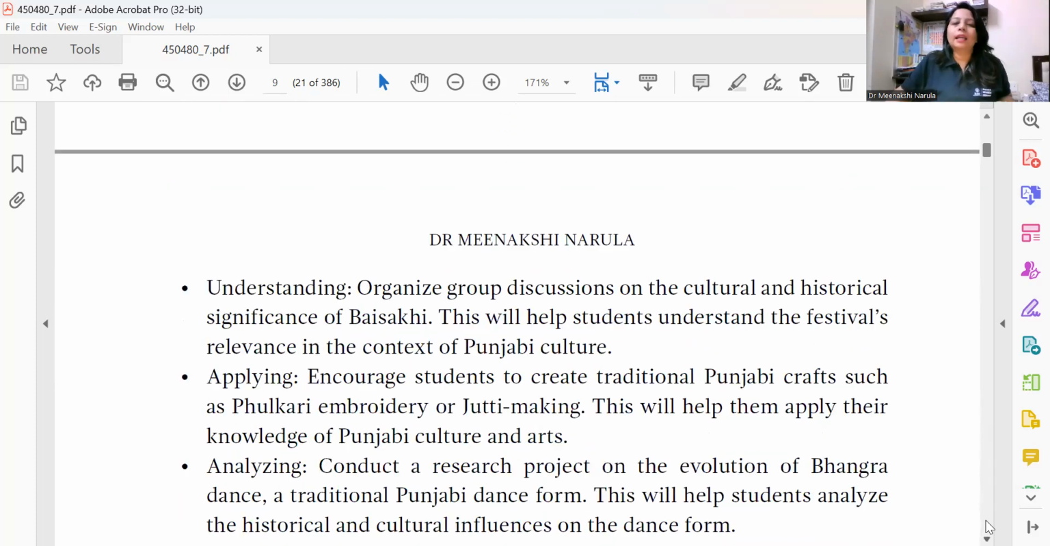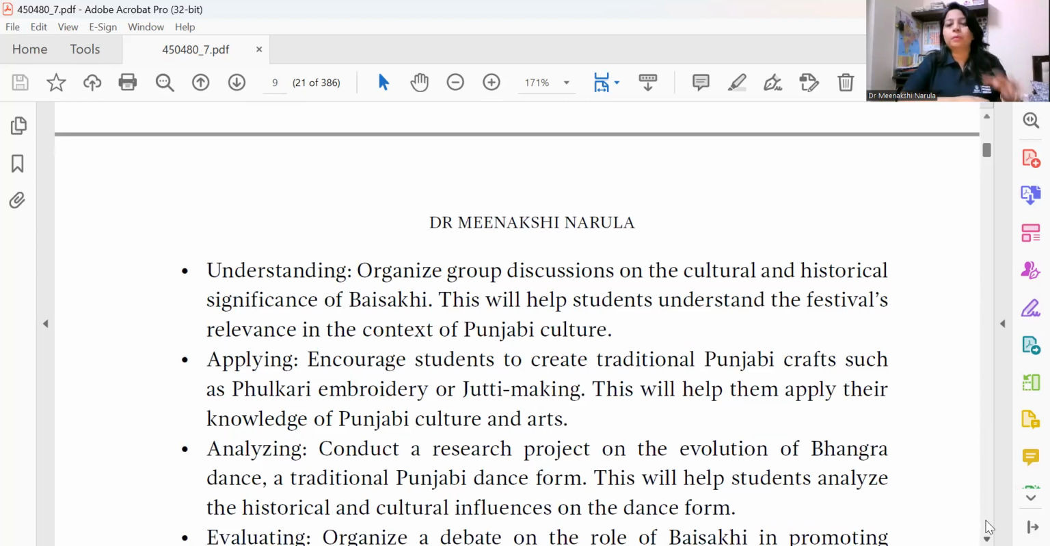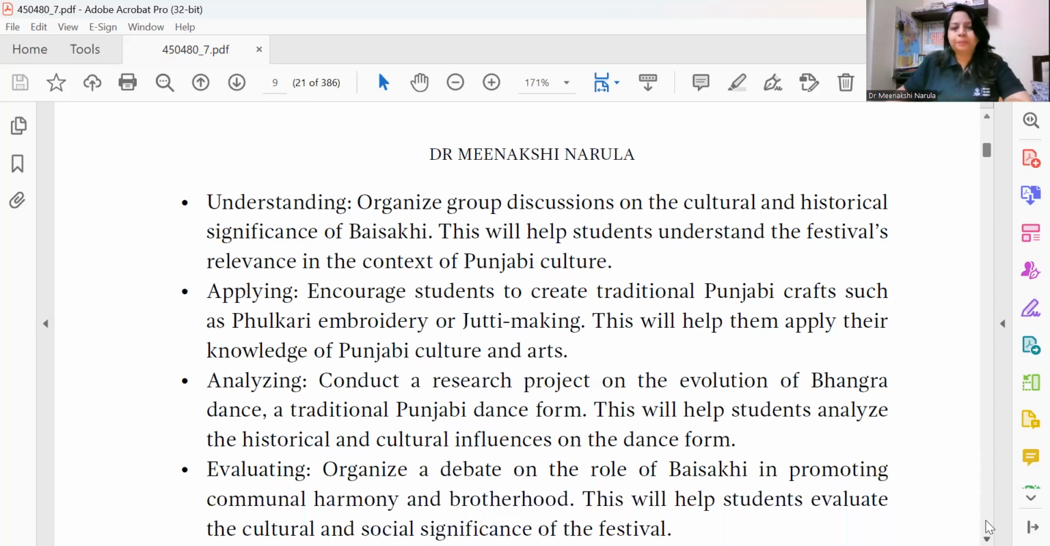Talking about understanding, you can organize group discussions, because group discussions give us a good platform to discuss and understand from each other. We will look at each other's perspective too, like what is a particular child's understanding of the cultural and historical significance of Baisakhi. And if you talk about applying, you can encourage your students to create traditional Punjabi crafts.